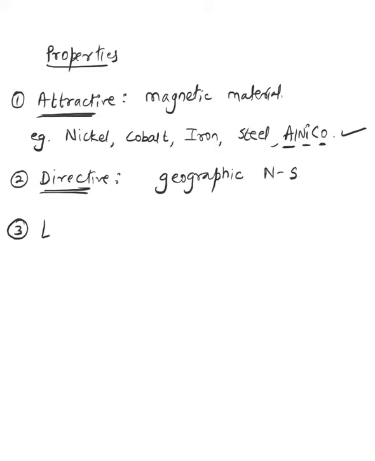The next property is that like poles repel. Like poles repel and unlike poles attract. What does this mean now?